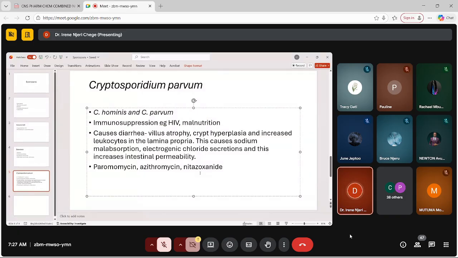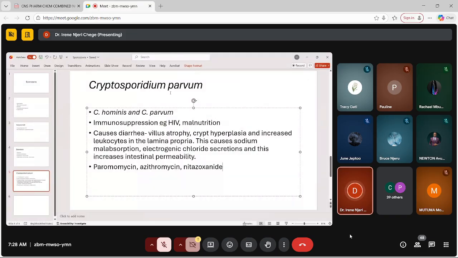This nitazoxanide is actually the drug that is FDA approved to treat C. parvum. Okay, it is a thiazolide drug, and it's actually quite similar to metronidazole, combined with niclosamide. So it has a thiazole ring like metronidazole. I hope you've been drawing your structures. And then it has a benzamidine ring like niclosamide, which we covered for tapeworms.